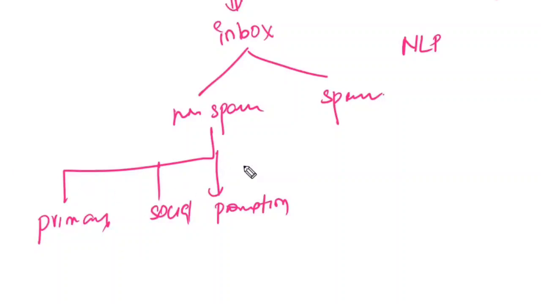For example, if any student is sending a doubt, it comes under primary. For example, if any real estate company is sending some kind of plots, or banks are sending some kind of promotional mails, that comes under promotion. Automatically it has been classified. The mail has been classified. So the more the classification, the more user friendly it is.